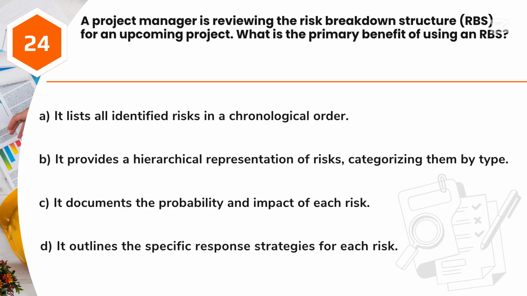Question 24. A project manager is reviewing the risk breakdown structure, RBS, for an upcoming project. What is the primary benefit of using an RBS? A. It lists all identified risks in a chronological order. B. It provides a hierarchical representation of risks, categorizing them by type. C. It documents the probability and impact of each risk. D. It outlines the specific response strategies for each risk.